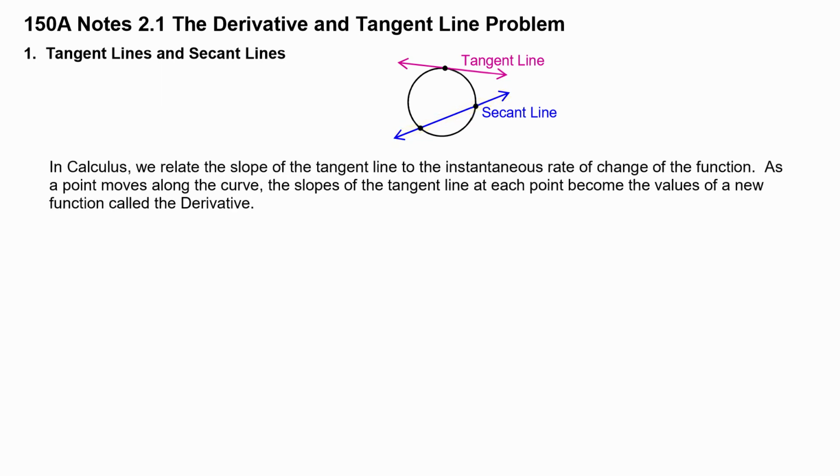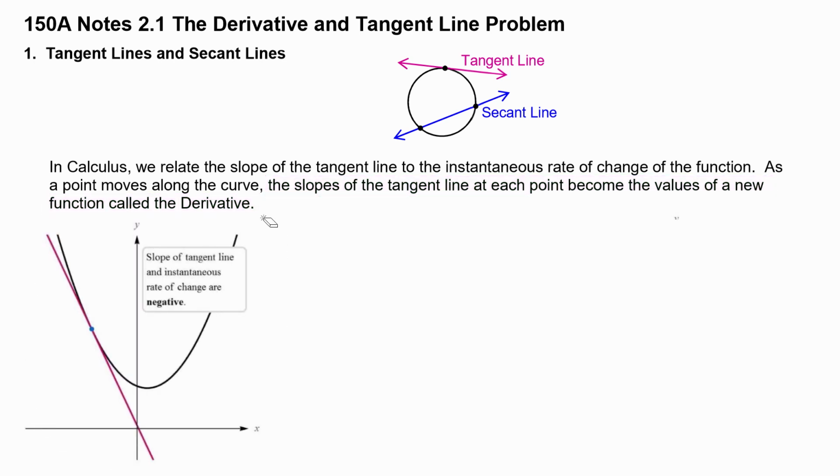In calculus, we relate the slope of the tangent line to the instantaneous rate of change of the function. As a point moves along the curve, the slopes of the tangent line at each point become the values of a new function called the derivative.